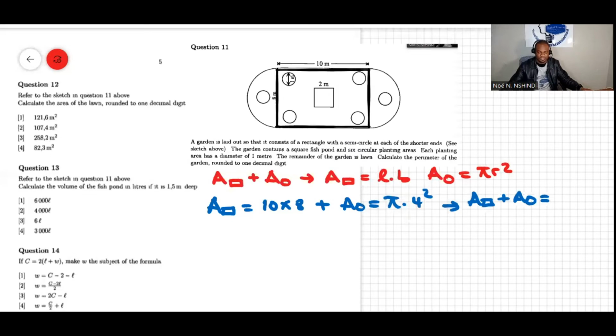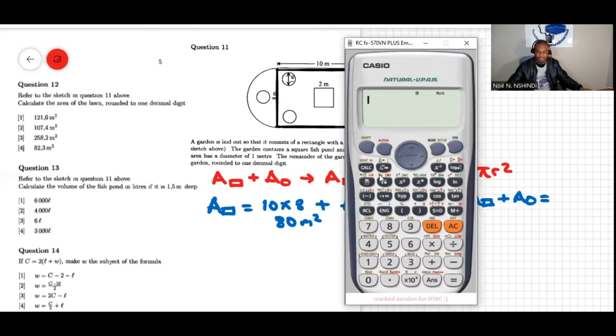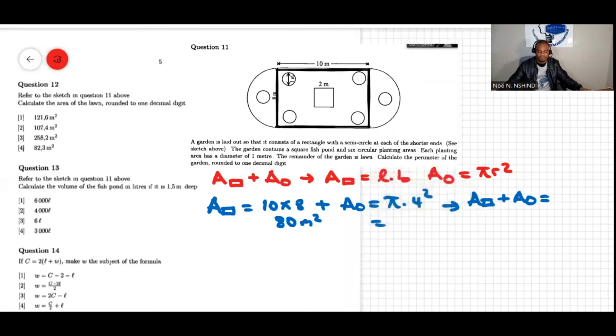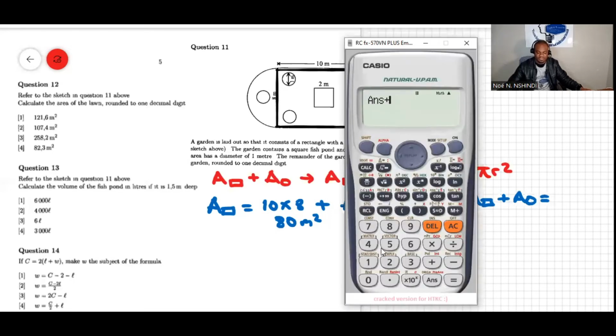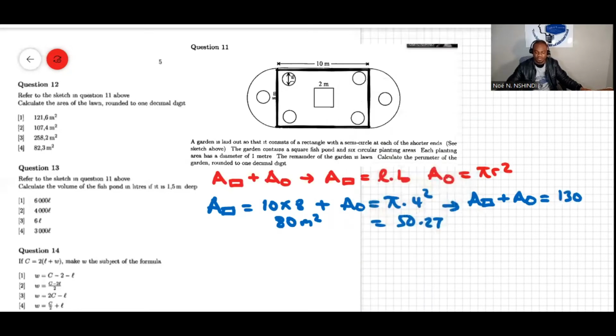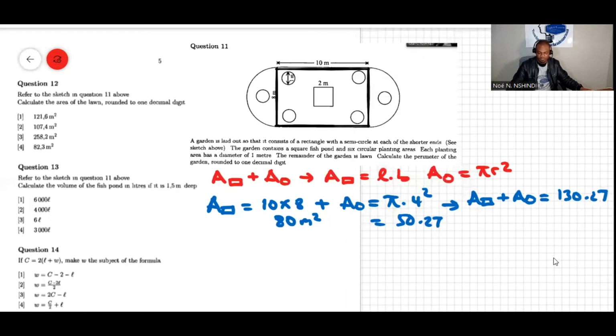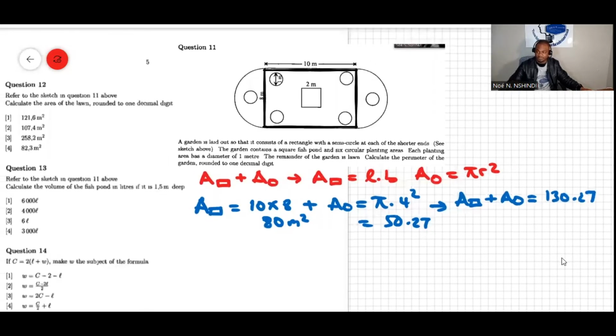Okay, let's first, this is equal to 80 meters squared, and then this one will be equal to pi, we press shift and then pi times 4 to the power of 2. This is equal to 16 pi, and then we press S to D to get the decimal part, so 50.27. Now, if we add 80 to that, the area of the whole thing is equal to 130.27 meters squared.